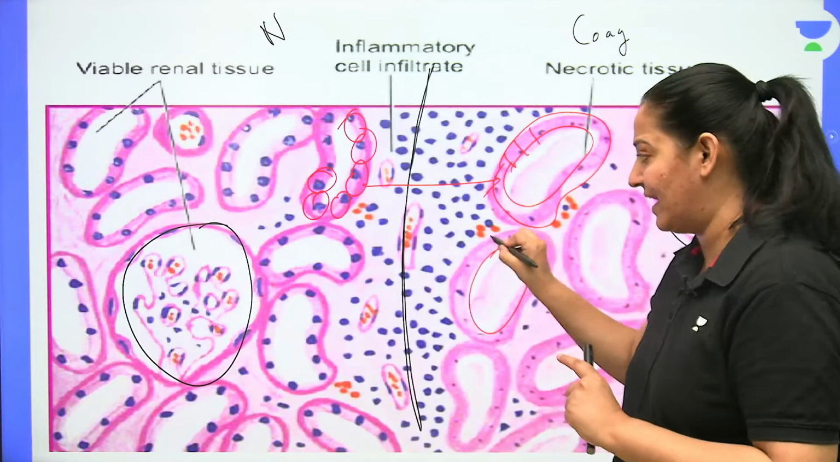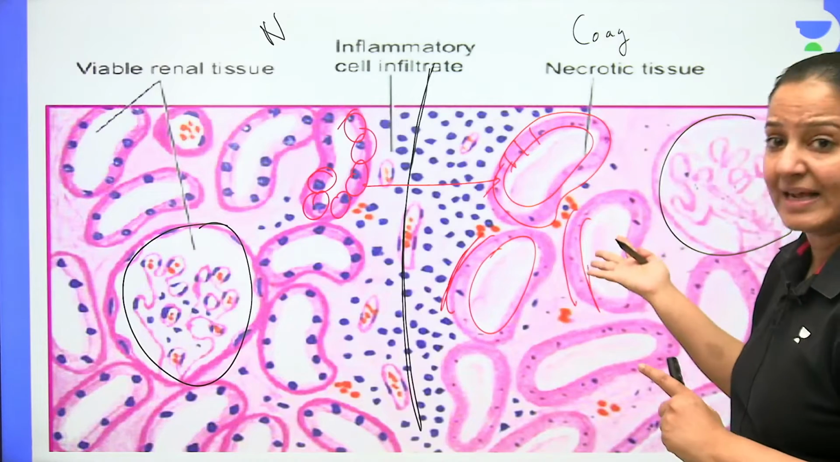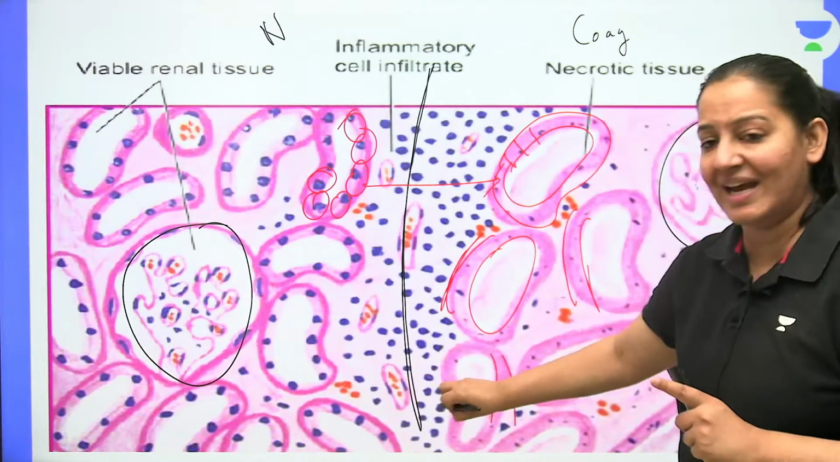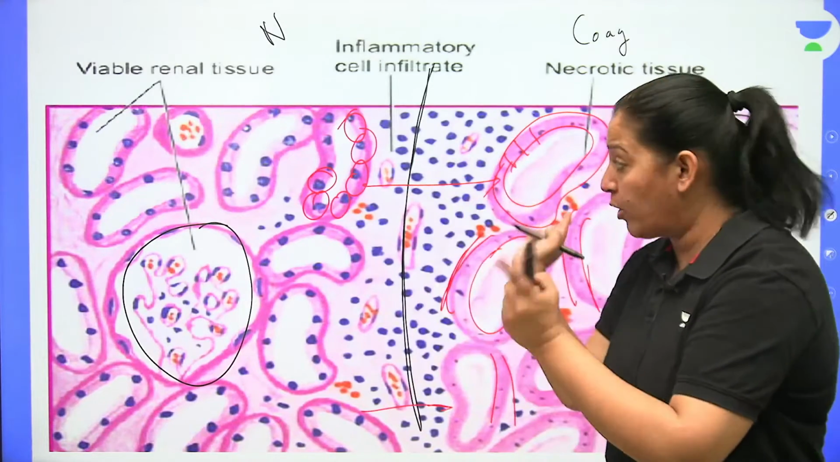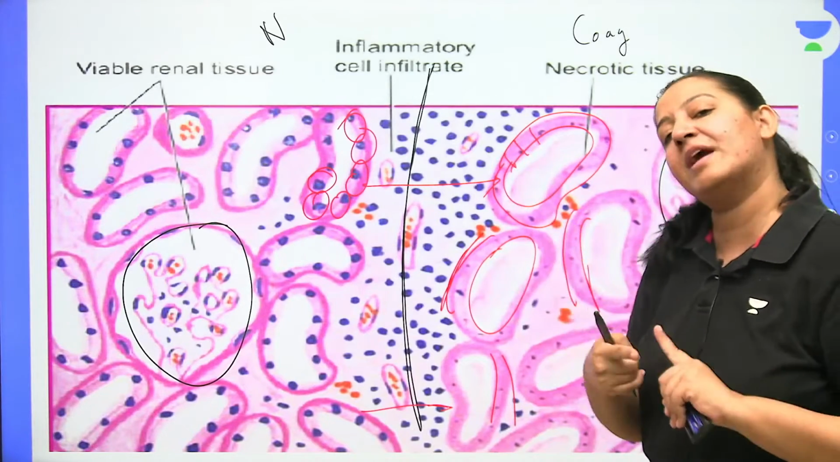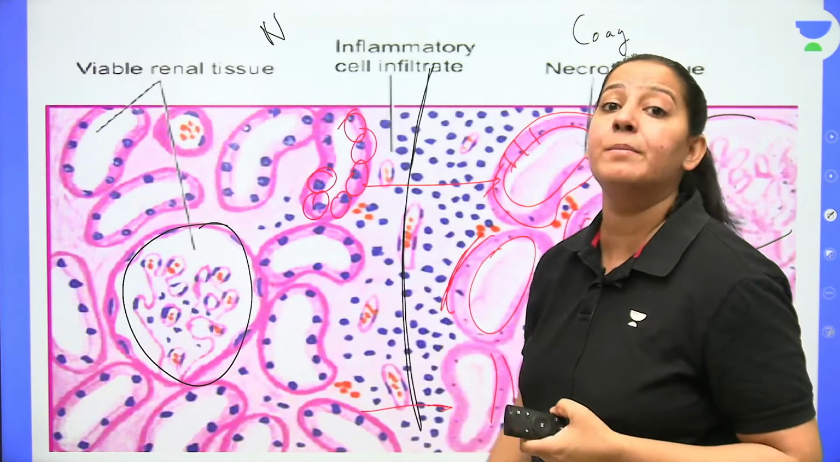I can still see the cells, these are the tubules, but the inner details are lost. I can see the outlines. See, I'm drawing the outlines. So outlines are maintained and I can compare them. This corresponds to this, this to this. Outlines are maintained, but the inner details are completely lost. So cytoplasmic and nuclear details are lost. So the cells have tombstone or ghost appearance. Give me a thumbs up.